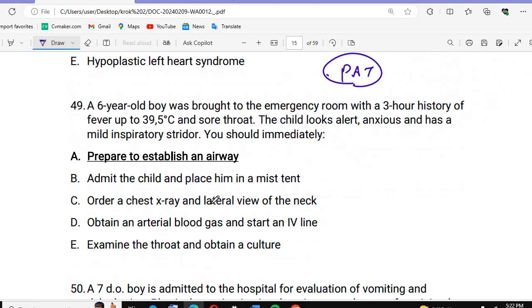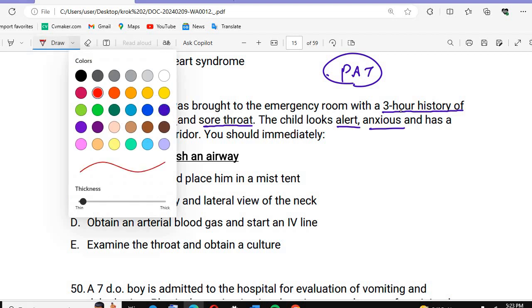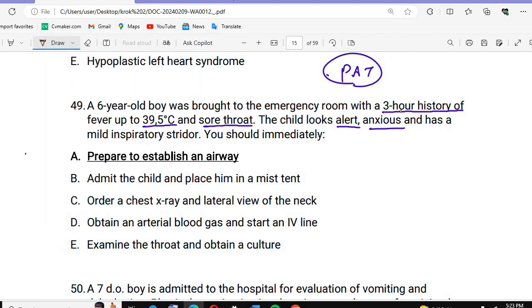Okay. Next question. A 6-year-old boy was brought to the emergency room with a 3-hour history of fever up to 39.5 degrees Celsius and a sore throat. The child looks alert, anxious, and has a mild inspiratory stridor. Whenever you talk about stridor, in many questions you will get this terminology. So first let's discuss what the stridor is.